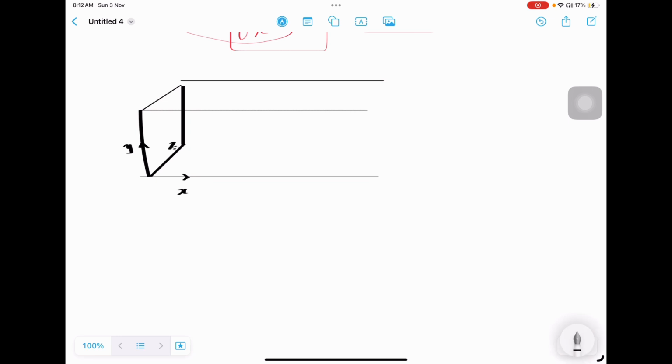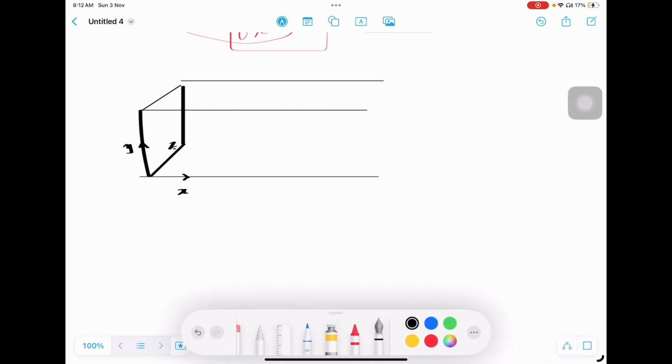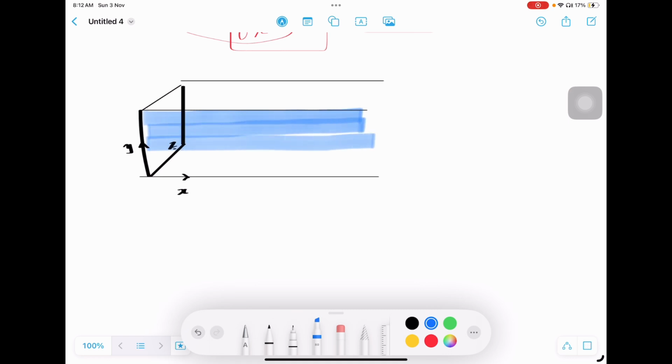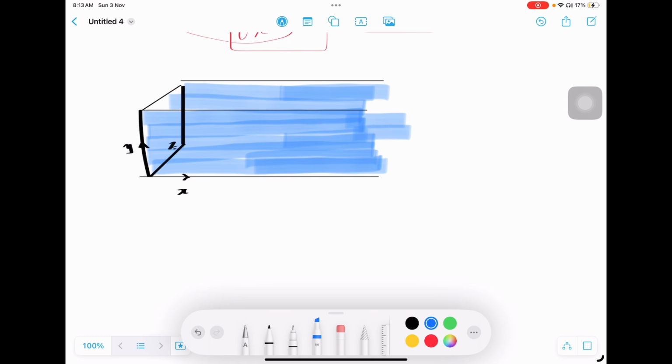Okay, so let me represent the fluid flow. Just imagine that fluid is flowing through this pipe from the left side towards the right side. It is a potential flow, which means that there is a difference in pressure, probably the left side has more pressure compared to the right side. So the difference in pressure is what is driving the fluid.